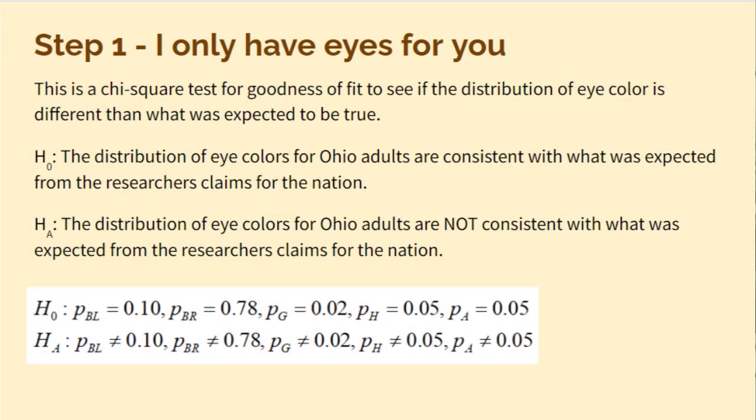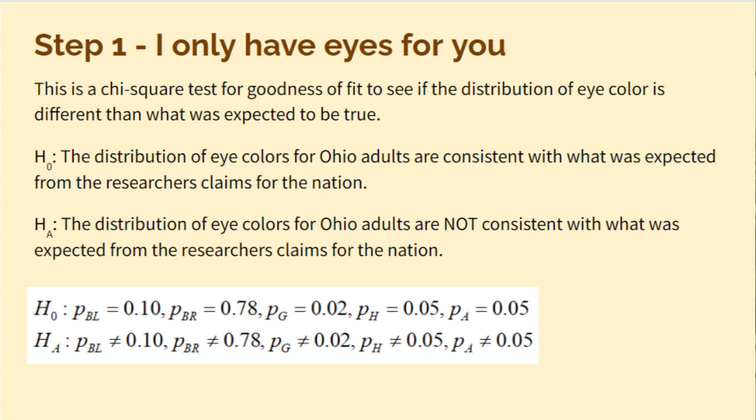So the next step is to identify the null and alternative hypotheses. Now there's two ways we could do this. We could do this with words, where the null would be the distribution of eye colors for Ohio adults are consistent with what was expected from the researchers' claims for the nation. And the alternative is the distribution of eye colors for Ohio adults are not consistent with what was expected from the researchers' claims for the nation. Basically, your null and alternative hypothesis are the exact same sentence, but the alternative has the word not in it. So the null is that everything is the way it historically was supposed to be, and the alternative, it was not the way it was historically supposed to be.